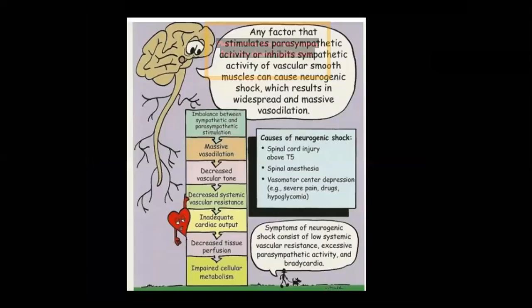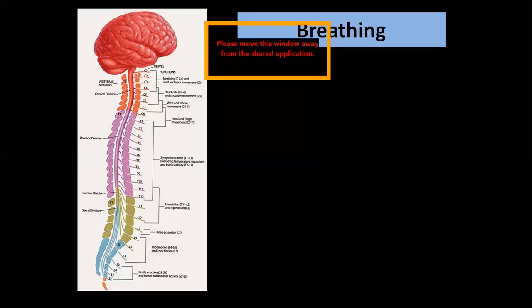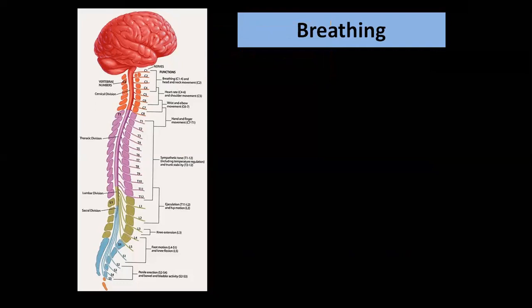The other thing is breathing. If the patient has an associated cervical spine injury, what is the root value of the phrenic nerve? The phrenic nerve's main root value is C4. If there is an injury at the level of C4 or above, the patient's breathing pattern changes. There is a diaphragmatic palsy, the patient is breathing only with the abdominal muscles, and there will be labored breathing. When you identify this, you should give oxygen support, and if the patient is not responding, you may have to go for ventilatory support. So these are the two things.